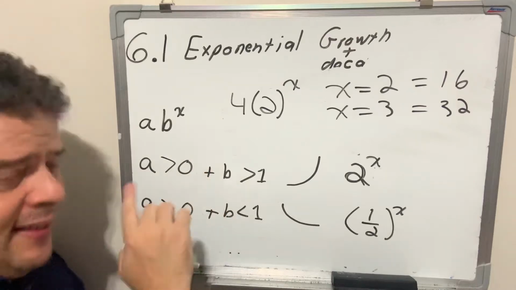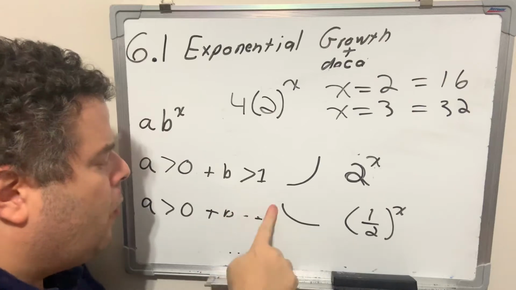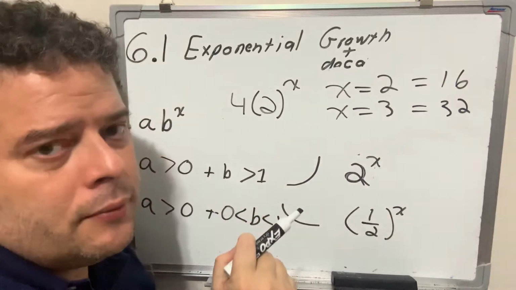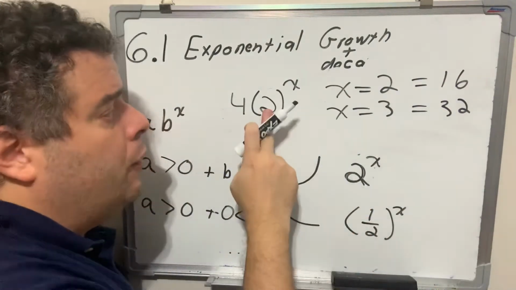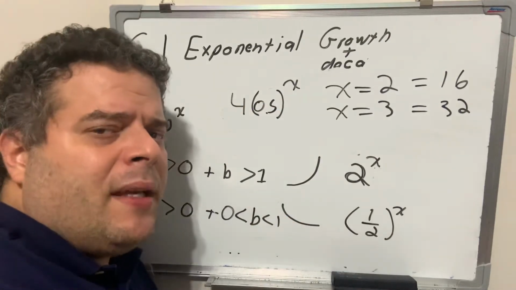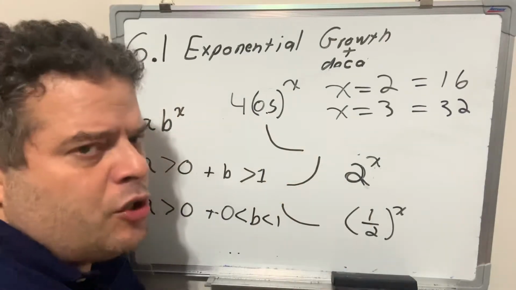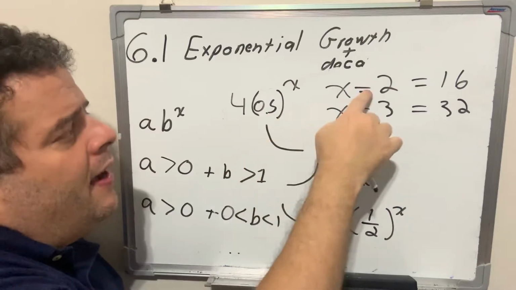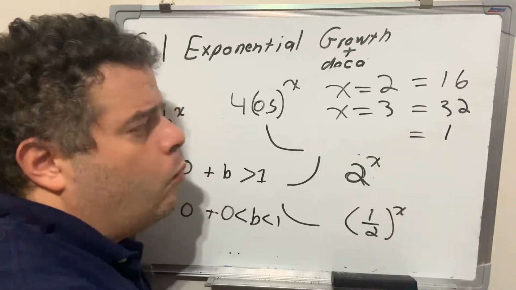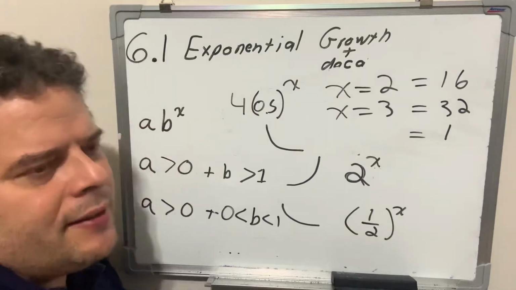If your a at the same time is bigger than 0, but now your b is between 0 and 1, I wrote this incorrectly, your b has to be bigger than 0 and smaller than 1. For example, this. That would be exponential decay. It begins very big and then it starts dropping off. 0.5 squared is 0.25. 4 times 0.25 is 1. So it's exponential decay.